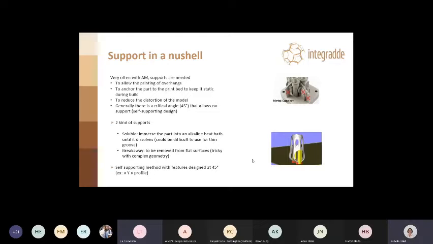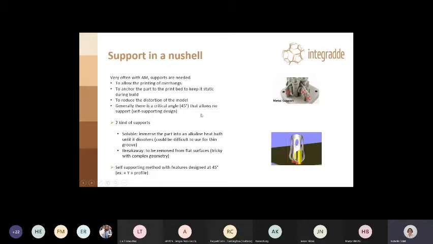So very often with additive manufacturing, supports are needed, in particular to print some overhangs and to anchor the part to the print bed to keep it static during building. They also reduce the distortion of the model, and you have to keep in mind that the critical angle of 45 degrees allows no support. In this case, the piece can self-support all the layers.